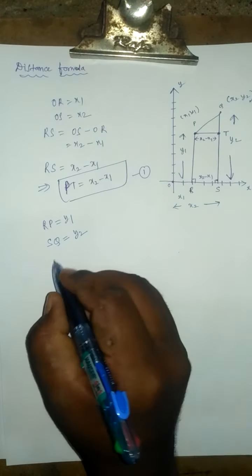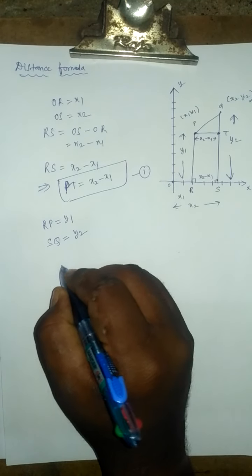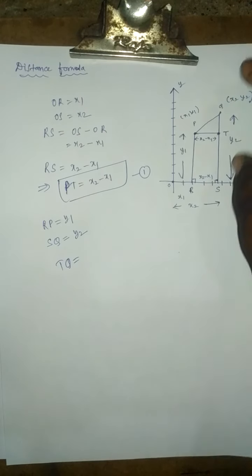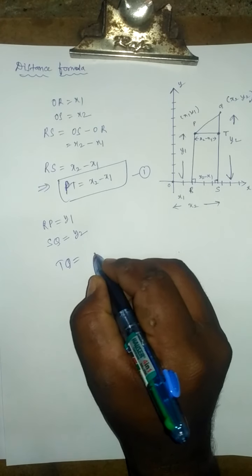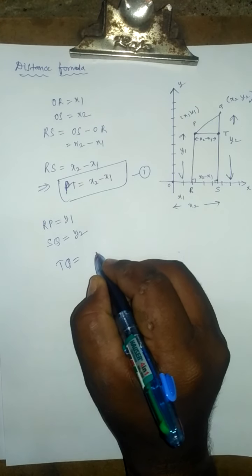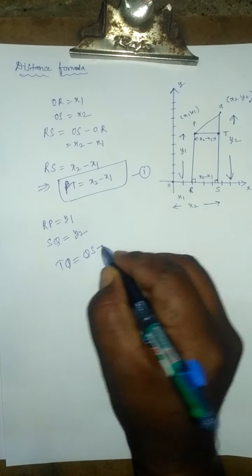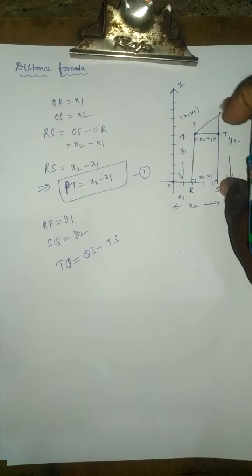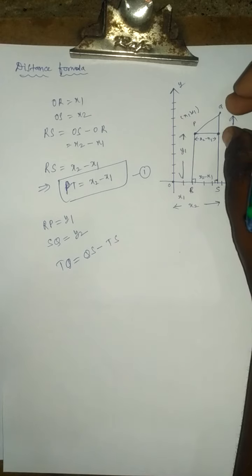Right? So to find out the distance from T to Q, TQ that is equal to, how to find out the distance from T to Q? In this entire length we have to subtract ST. So what you have to write? TQ that is equal to QS minus TS. In this entire length, if you remove the ST length, then remaining will be TQ.